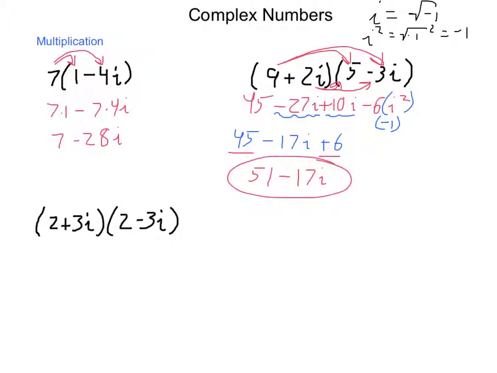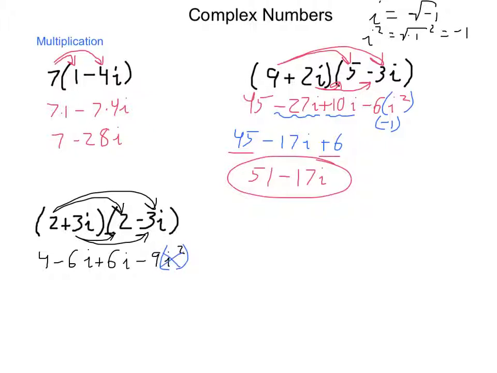Let's do another one. Now this last one is going to be a little different as well, but let's walk through it. 2 times 2 gives me 4. 2 times negative 3i is a negative 6i. 3i times 2 is a positive 6i. And 3i times negative 3i is a negative 9i squared. Again, we're going to take this i squared portion and replace it with a negative 1 multiplier. This will in turn give me 4 minus 6i plus 6i plus 9.